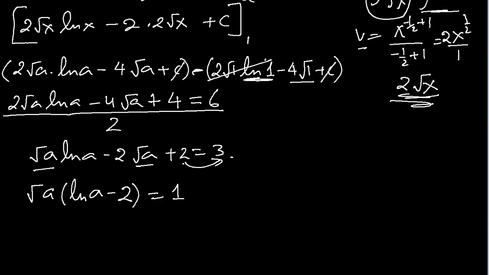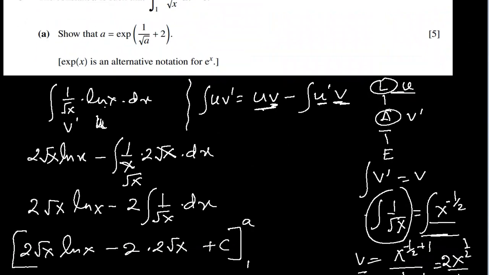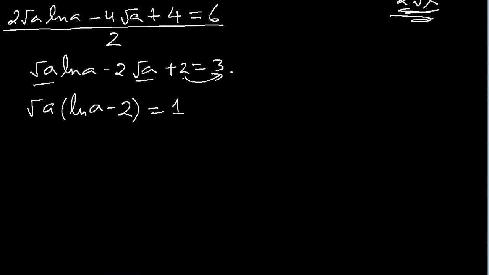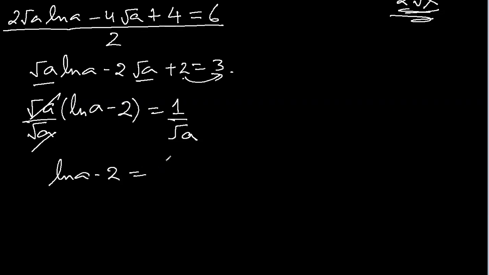In our question they want the answer a in terms of exponential, right? A is equal to exponential, that means ln a has to be separated. So let's divide both sides by square root a so that we get 1 over square root a, and they cancel out. Ln a minus 2 equal to 1 over square root a. We are on the right track, looks like. Ln a equal to 1 over square root a plus 2. This is minus 2. When it goes to the right side, it becomes plus 2.